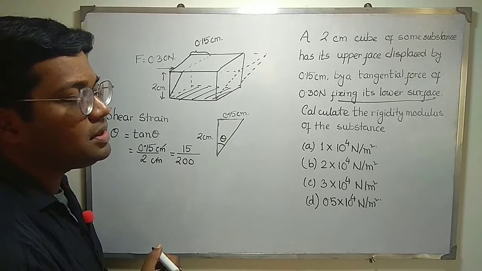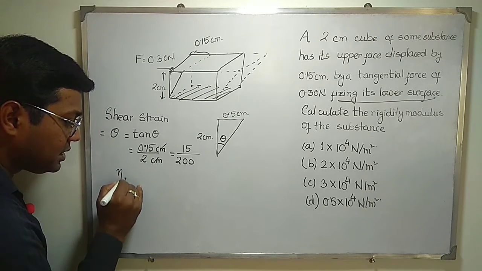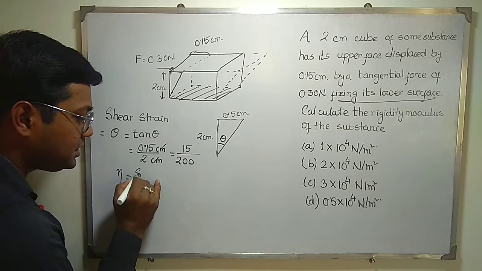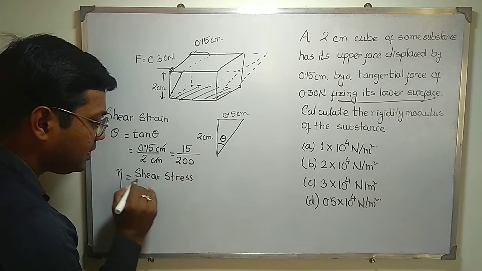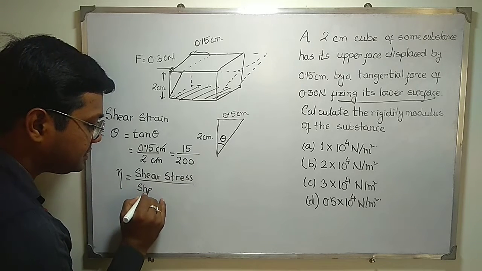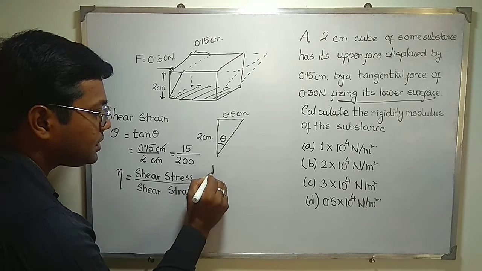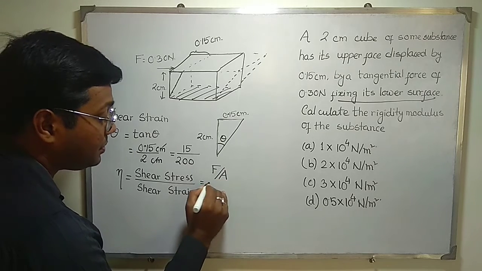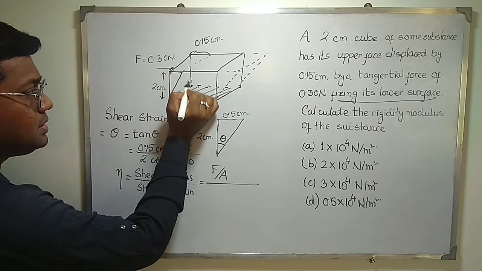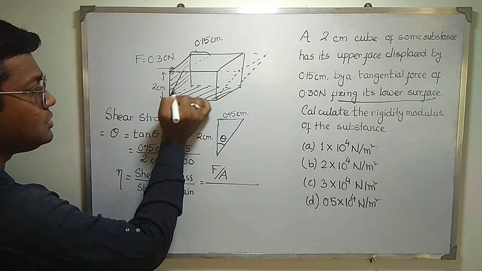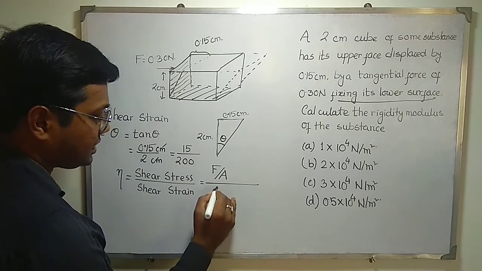Now we have to find out the rigidity modulus. So what is rigidity modulus? Rigidity modulus is equal to the shear stress divided by shear strain. Shear stress is force applied divided by the area on which it is applied. So it is applied on this area, so we have to calculate what is the area of it, and the shear strain we have just calculated, that is theta.